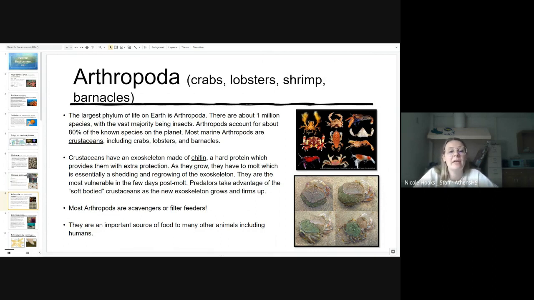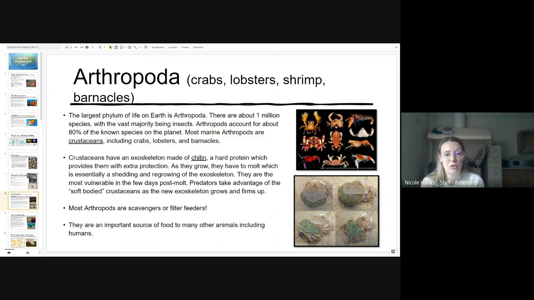They are about 80% of the known species on the planet. So they are a huge grouping. Marine arthropods are crustaceans, like our crabs, barnacles, and lobsters. Also krill and shrimp. Crustaceans have an exoskeleton. They all have an exoskeleton made of chitin, which is a hard protein that they make.